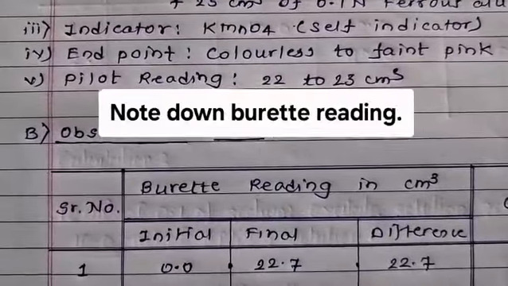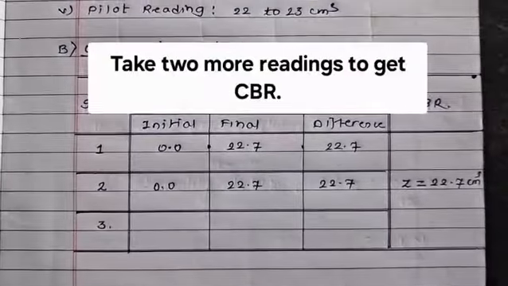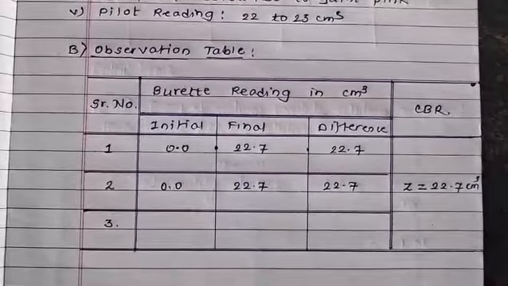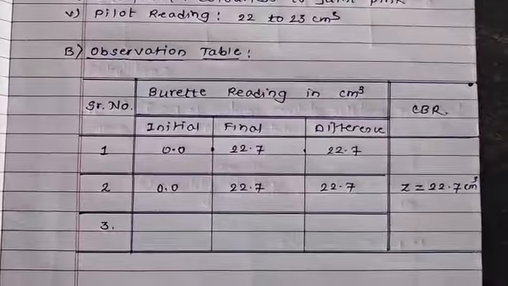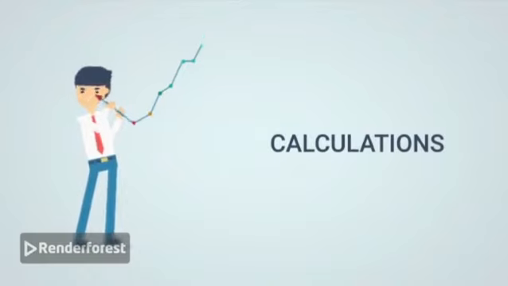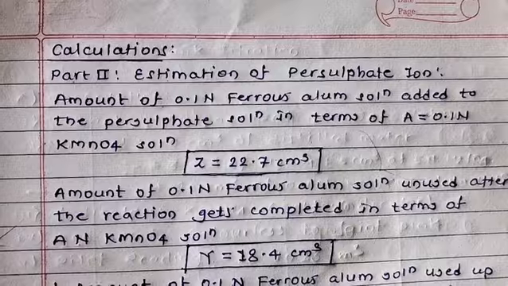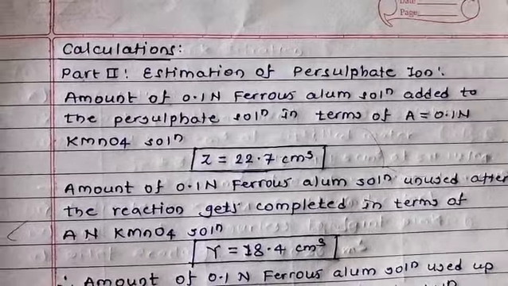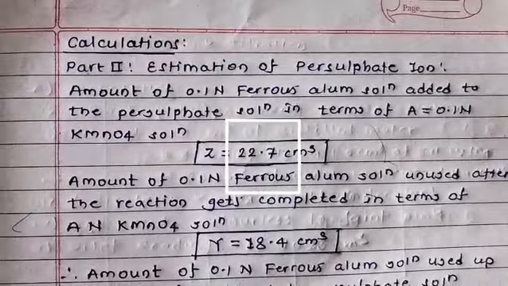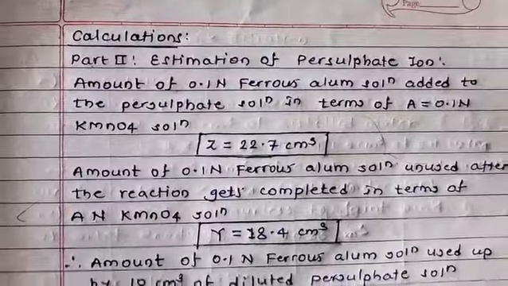Note down the burette reading, that is 22.7, and take 2 more readings to get constant burette reading. Here the constant burette reading is observed to be 22.7 cm³. Now do the calculations. Thus, the amount of ferrous alum solution added into the persulphate ion sample solution in terms of KMnO4 is 22.7 cm³, that is CBR of blank titration.